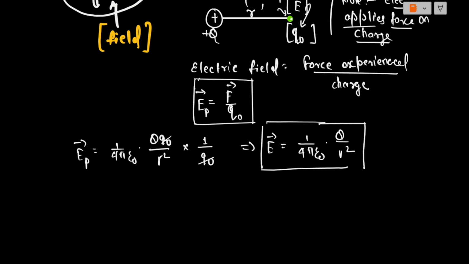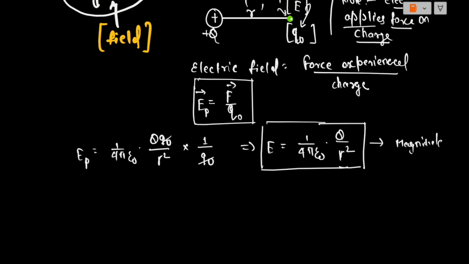Now this is a very, very fundamental formula for the electric field. For now we are seeing only the magnitude form of the electric field, right? So we are not taking it in vector form. So basically we are erasing this vector sign, because this is just the magnitude of the electric field, right?